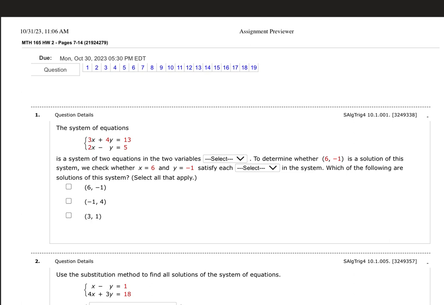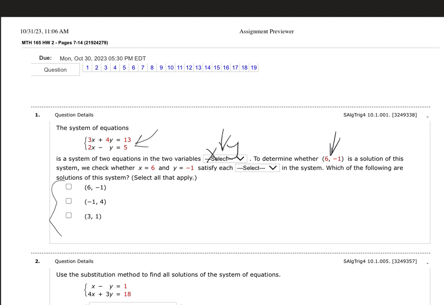The first thing is asking you what the two variables are. From this pull-down menu, hopefully you picked X and Y. They also want you to determine whether this is a solution, and basically you would have to plug in 6 for X and -1 for Y, and they would have to work and make a true statement in both of the equations right here. But then they go ahead and ask you which one of these is the solution? Select all that apply.